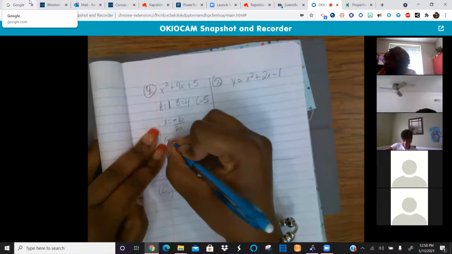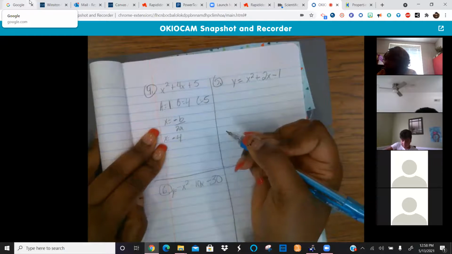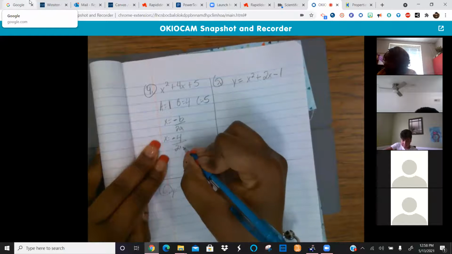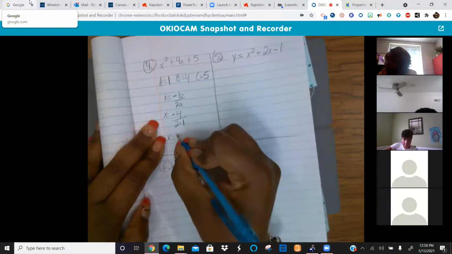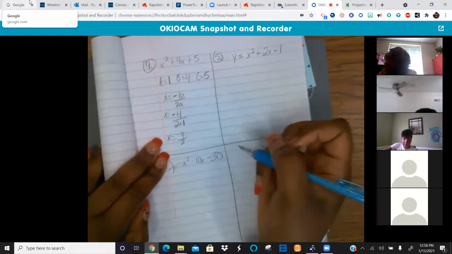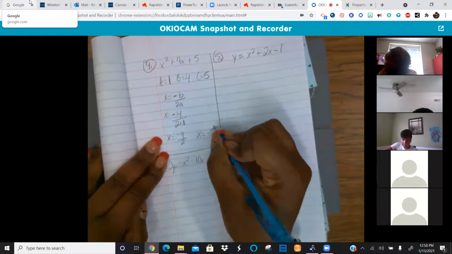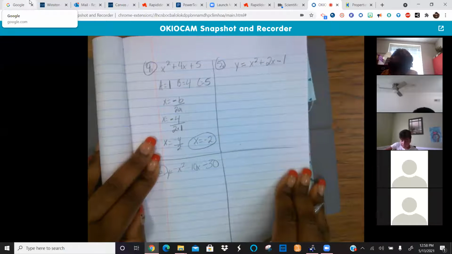The negative is part of the formula. We're going to plug in the 4. It's positive 4 there, divided by 2 times my A, which is 1. So this gives me -4 divided by 2. What's -4 divided by 2? So x is equal to -2. Anybody get that right? Okay, good deal.